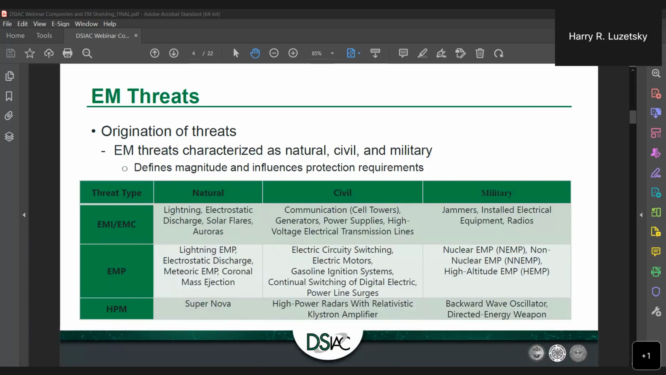And then finally, we have high power microwaves. Natural, you're really not going to see that too much effect unless you get into things like a supernova, coronal discharges, things along those lines. But from a civil aspect, there are high power radars. And for military, there is backward wave oscillators and in particular directed energy weapons, specifically designed to provide high power microwaves to knock out the electronics. Next.